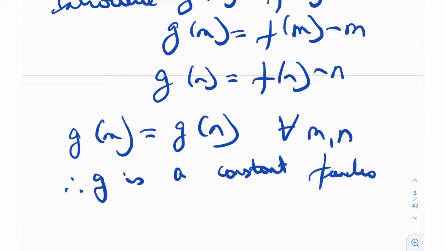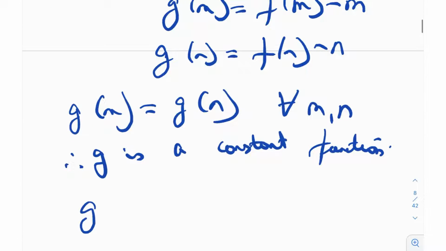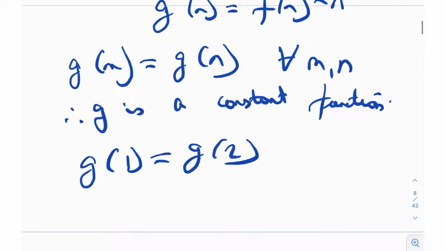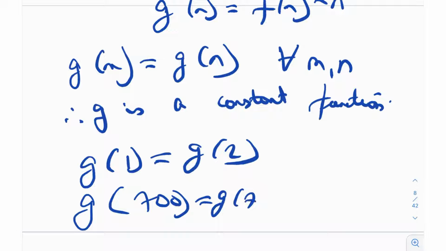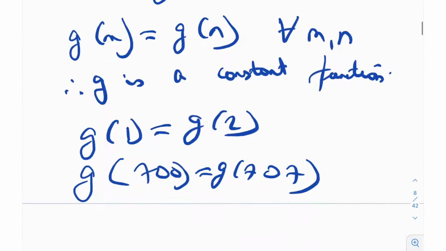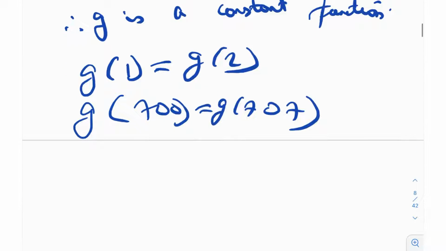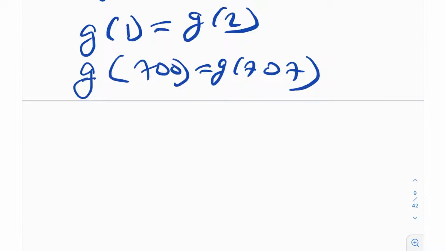The idea behind this is, for example, if g of 1 is equal to g of 2, right? But then this holds for all m and n. So g of 700 is equal to g of 7 or whatever, right? It holds for all numbers m and n, right? So that essentially means that g is a constant function. If all the values are the same, that essentially means that it does not depend on any particular value of x, which means it's a constant function. There is no x in the expression for the function g.